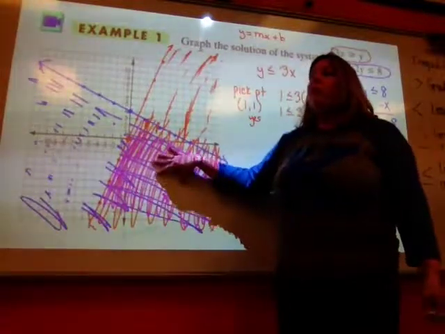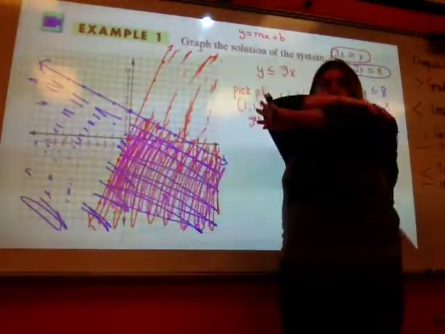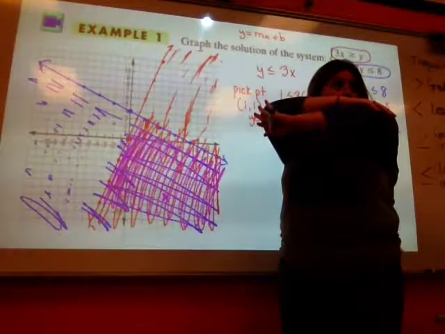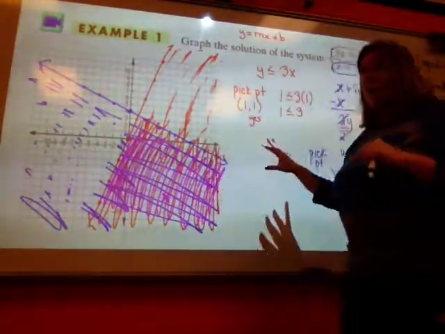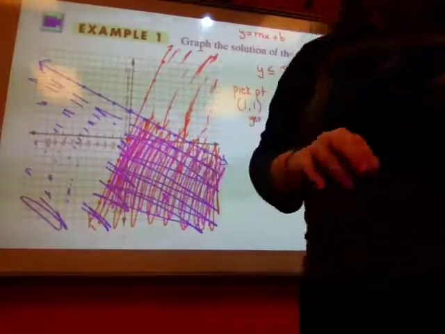Do you see how the two colors are helpful? Because that lets you see where they overcross. Okay? Everybody okay with that? Yes, no, maybe. All right, perfect.